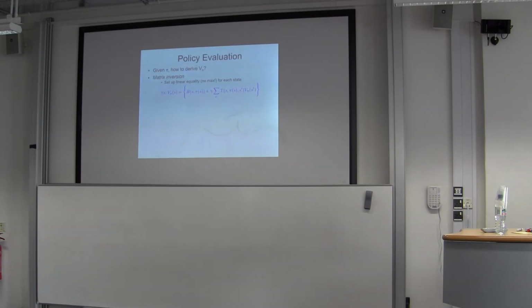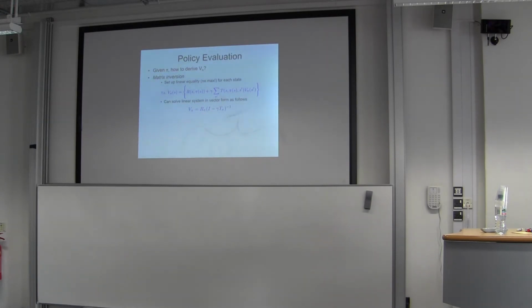Okay. If you think about it, if I'm trying to solve for what V is, I know what R is, I know what T is. V is a free variable, one free variable for every state, and I have one linear equation for every state. So I'm just solving a linear system to solve for V pi. And I know that you can do that by actually solving a matrix inversion problem.